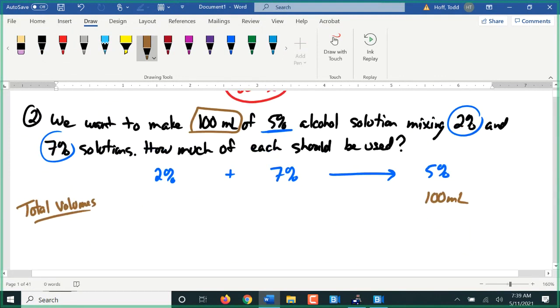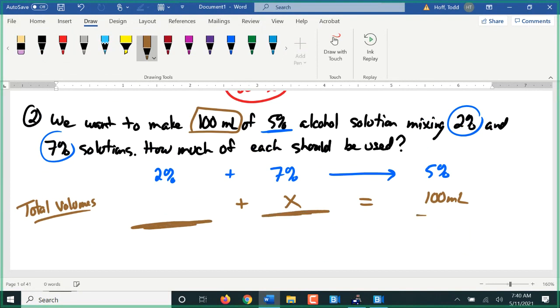So now here's where we have to be a little creative naming our variables. I'm going to pick one of the solutions, either the 2% or the 7%, for the volume to be X. I'm going to pick the 7% just because, given that choice, I usually pick the higher concentration solution, the higher percent, because it saves us from working with a bunch of negatives later. What that means is the amount of the 2% solution, remember these two amounts have to add up to this amount.